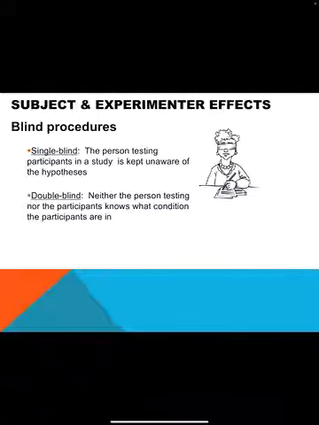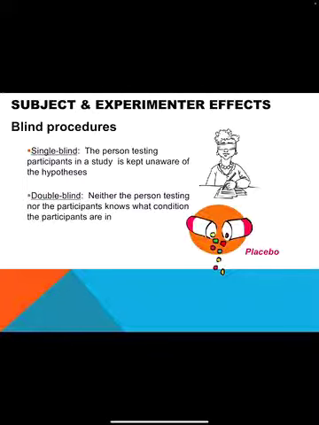And then double blind procedures are when nobody knows what condition the participants are in. And that helps combat the placebo effect. So often, let's go back to the drug and dieting study. In that particular example, the experiment might have two groups: the treatment group that would actually get the medication for weight loss, and the control group that didn't get anything.